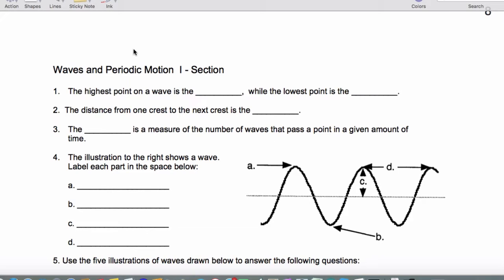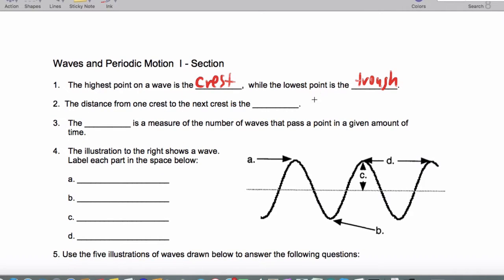So the highest point on a wave, let's just go through and label the highest point on the wave. That's the crest. The lowest point is the trough. These are names, but we got to learn them. So the distance from one crest to another, the letter is lambda, the word is wavelength.